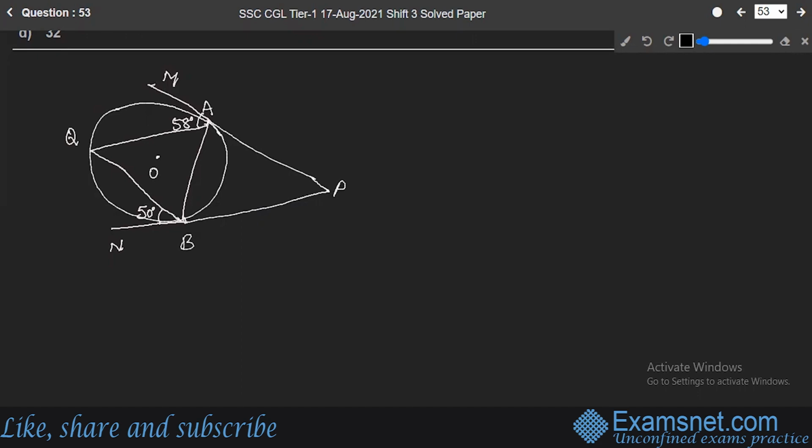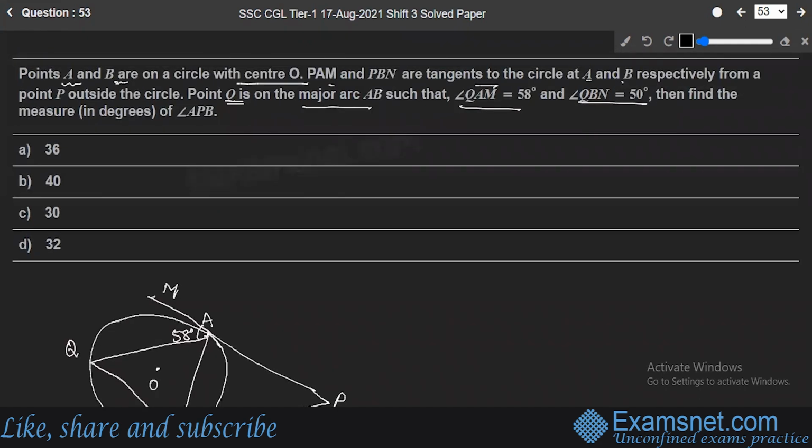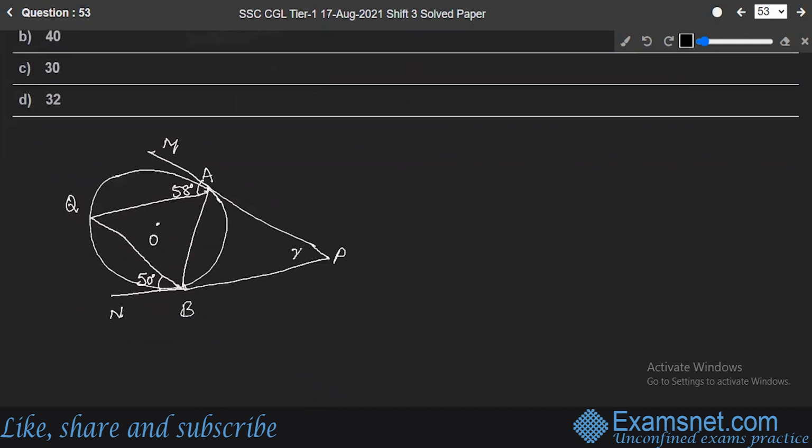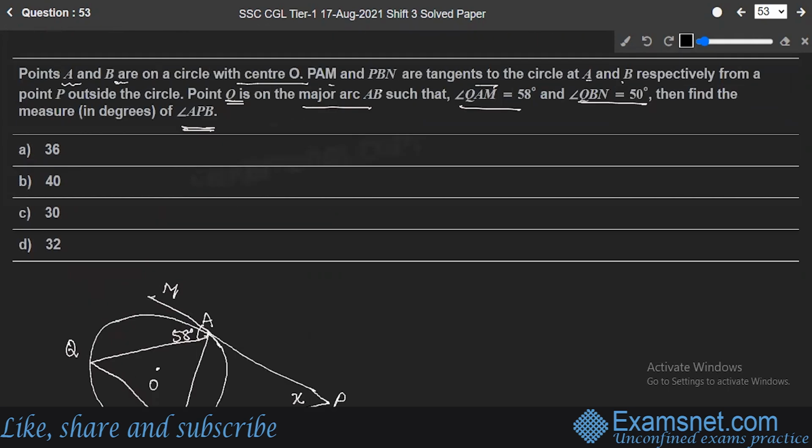Okay. Next, what is given? You have to find out the measure of angle APB. So what you have to find out? You have to find out this angle APB. Let's name this angle X. So first of all, let's write down what things are given to us. You are given that angle QAM is 58 degrees. Angle QBN is 50 degree.